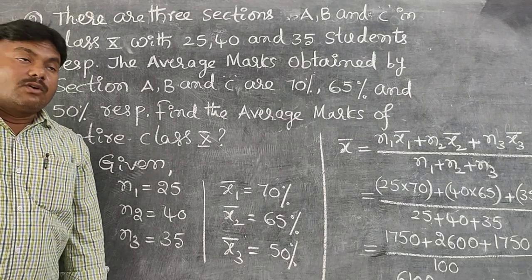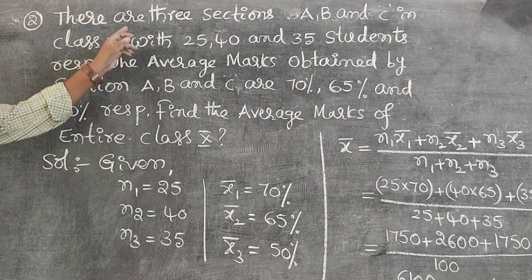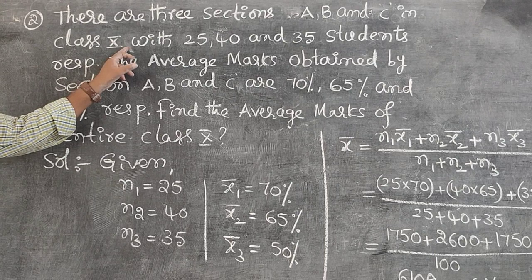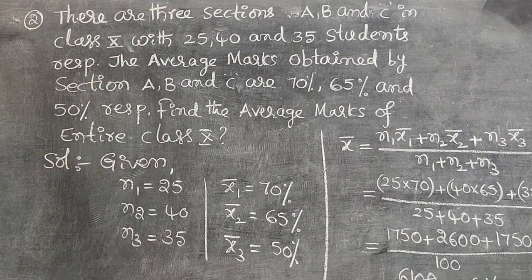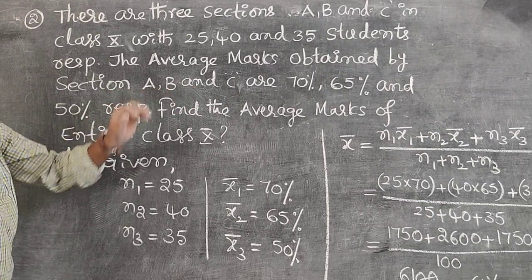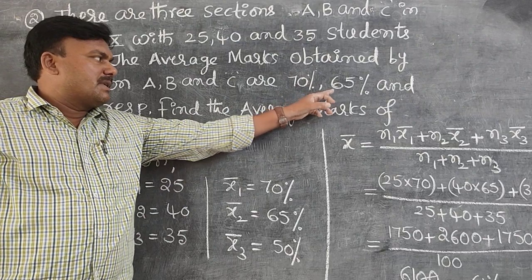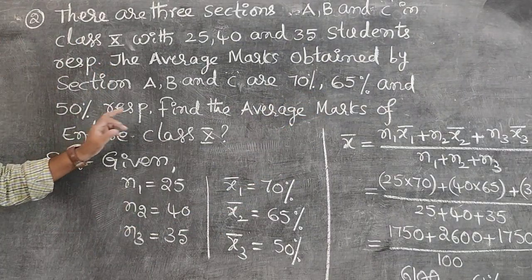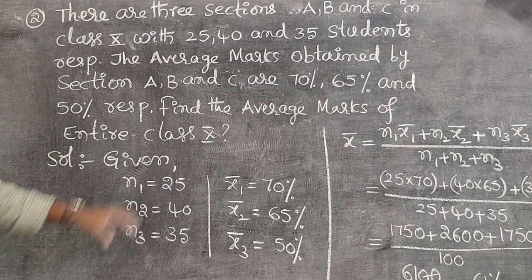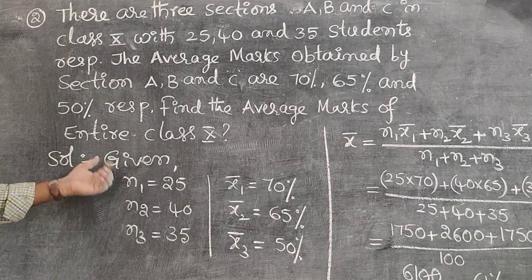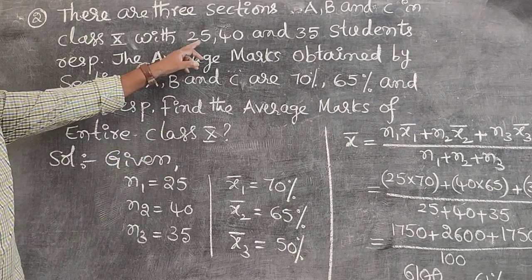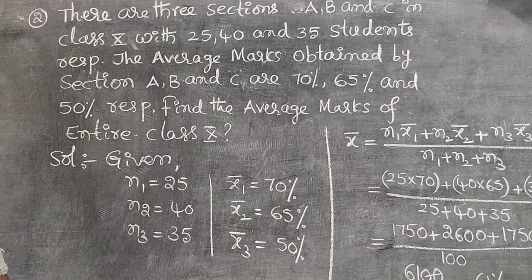Now let's go for the second problem. There are three sections A, B and C in class 10 with 25, 40 and 35 students respectively. The average marks obtained by sections A, B and C are 70%, 65% and 50% respectively. Find the average marks of the entire class 10. Here also it is a different type of problem. Three sections are there.